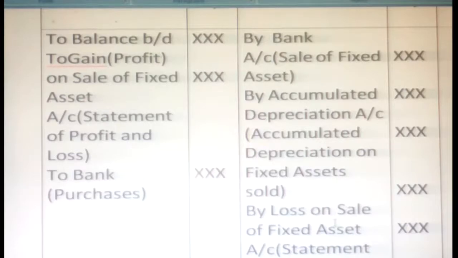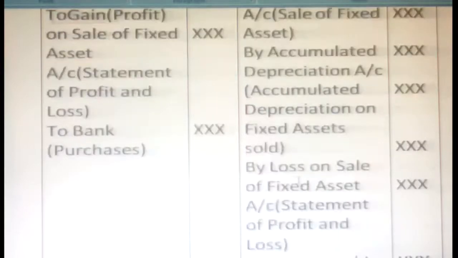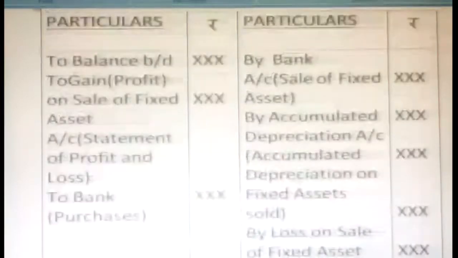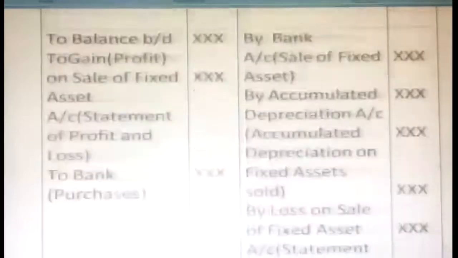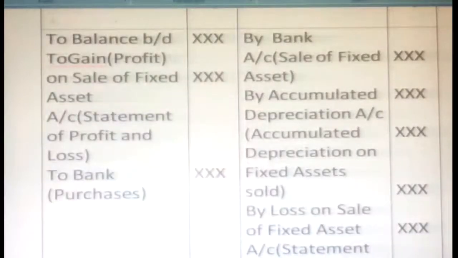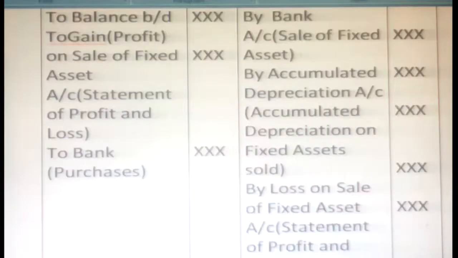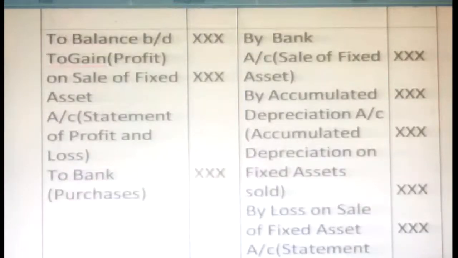Same manner. The only difference here is that you mention the accumulated depreciation account. Here you have to mention the asset which you sold, shown in the accumulated depreciation account. That's the important thing here. Again opening balance, closing balance, thereafter by bank, to bank, then to gain, then by loss on sale of fixed asset. Here you are showing the depreciation account, there you are showing the accumulated depreciation account. That is the only difference.